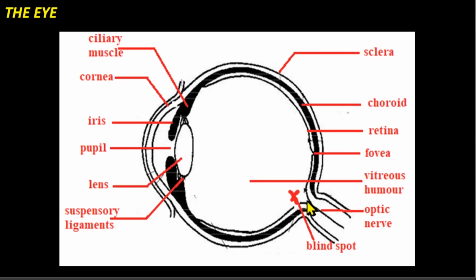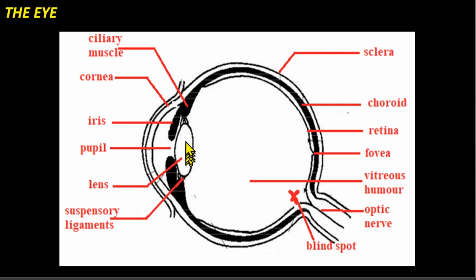If any light rays fall on this point here on the optic nerve, no image is going to be formed here. This is called your blind spot. So other parts of the eye that help with focusing involve the suspensory ligaments and the ciliary muscles. These are connected to the lens.